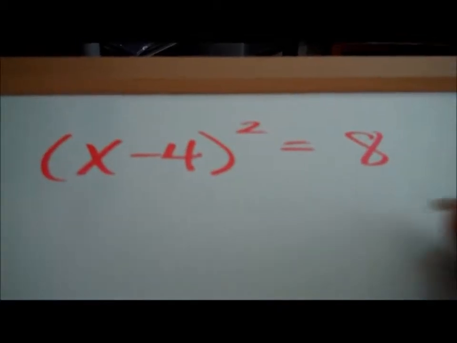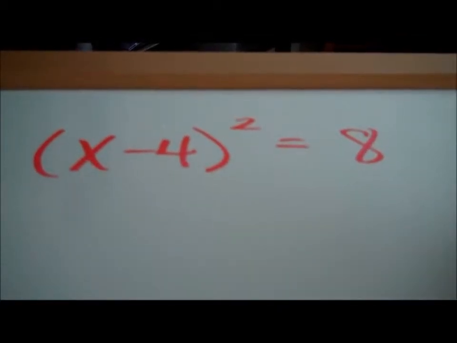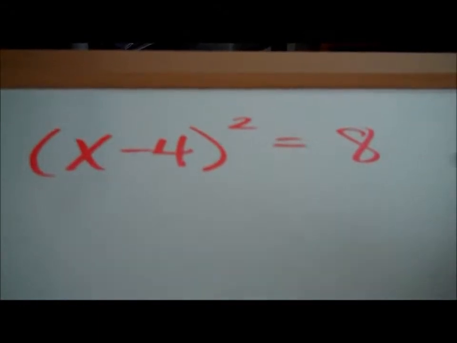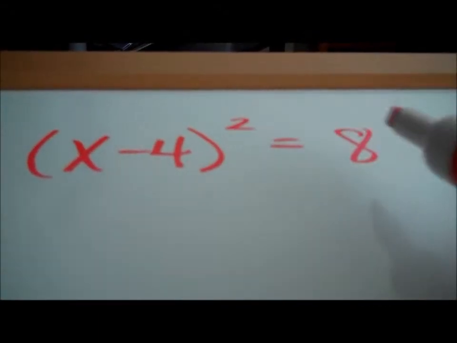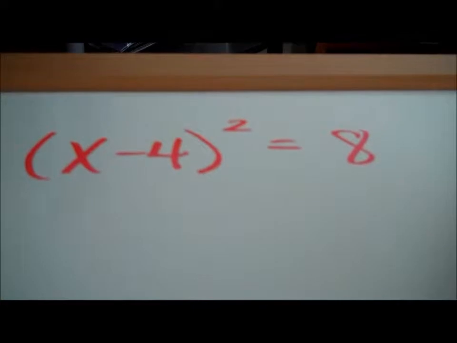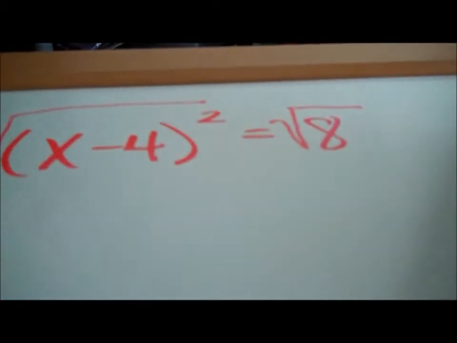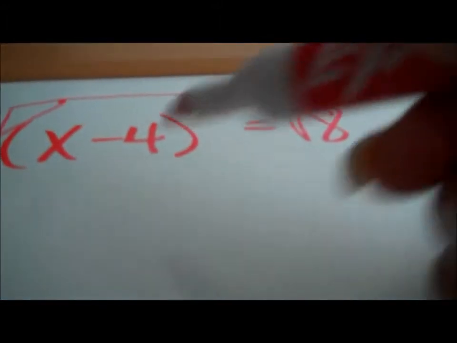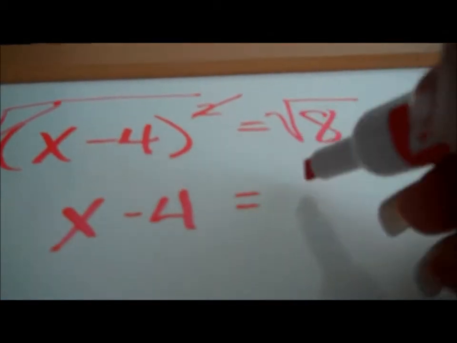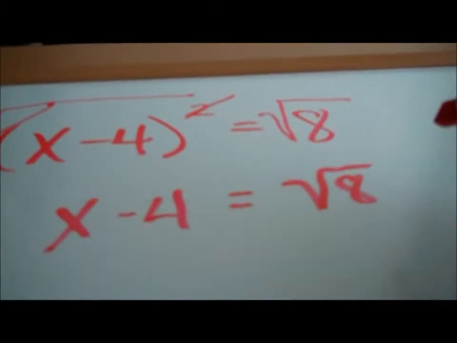In chapter 7, we learned how to solve an equation that had this type of format, where we have a perfect square on the left-hand side and then another number on the right-hand side. The process of solving for x was to undo that square, which is the square root. So we need to take the square root of both sides. So the square root and the square would cancel, and then the x minus 4 would drop, and we would get the square root of 8.